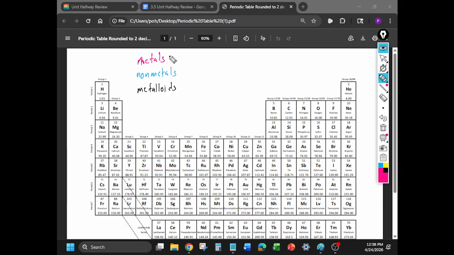Metals are very easy to find. It's most of the periodic table. It's pretty much everything on the left, the middle, and the bottom. Okay, so you guys don't need to color it on your periodic table or whatnot, but it starts at lithium, and basically it's the entire left side, the entire middle, the entire bottom.